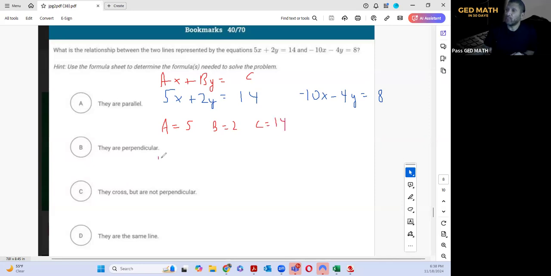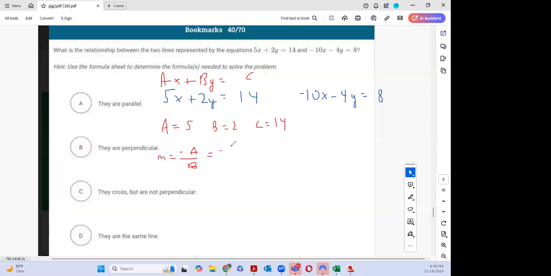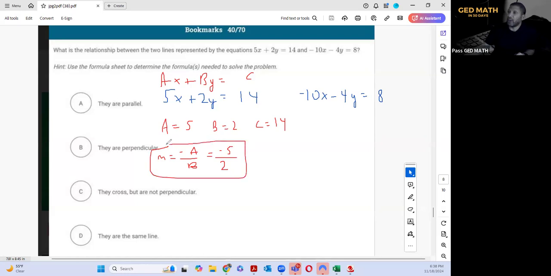To find the slope, what do we do? Negative A over B. If A is 5, what's negative A? Negative 5, over 5. And B is what? 2. So the slope of this first line is what? Negative 5 over 2.